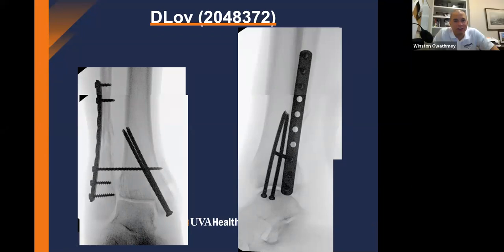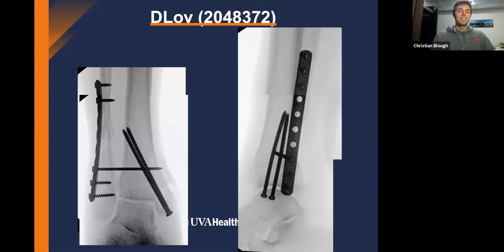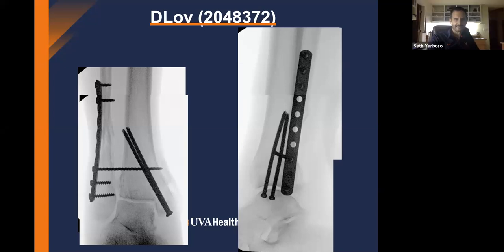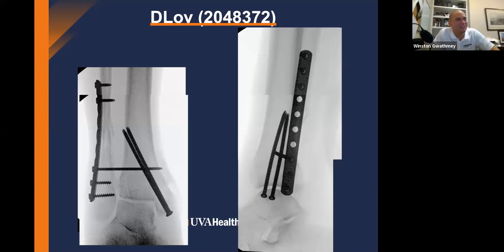Extra credit, Christian. If the first one was more of a compression style plating, what do you think this one is, or more of a buttress? What do you think this one is? This looks like a bridge plate. Nice. Right. That's awesome.